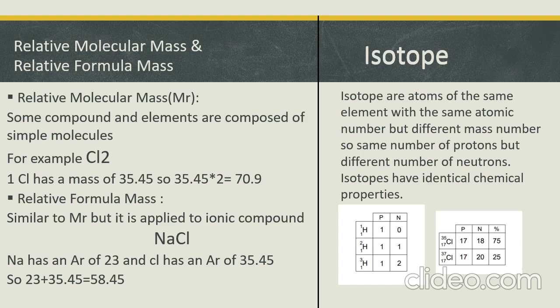This is the isotopes of chlorine. So chlorine 35 and 17. It has 17 protons. 35 minus 17 is 18 neutrons, and this is a percentage that they might give you in the exam. Same thing.